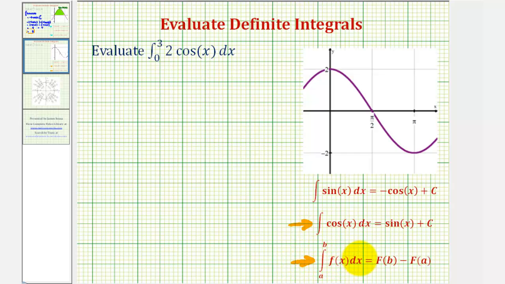of the definite integral, where if big F of x is the antiderivative function, then the definite integral is equal to big F of b, where b is the upper limit of integration, minus big F of a, where a is the lower limit of integration.